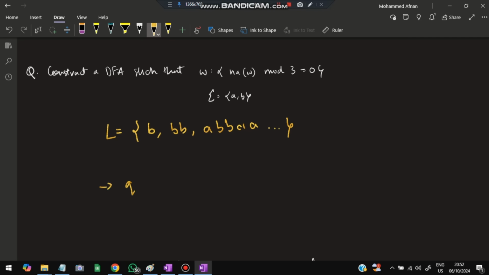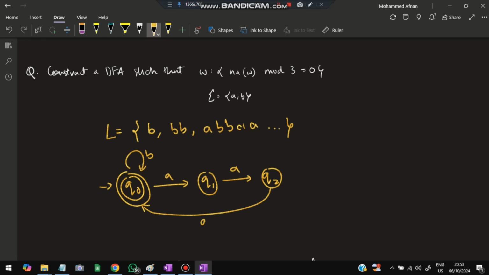Let's have a look. Q0 is also the accepting state. B will be the self loop, so Q0 should have a self loop on B. Now the number of A's mod 3 should be equal to 0. So if 1 A comes, the remainder will be 1 here because 1 mod 3 is 1. So this is the remainder 1 state. This is the remainder 2 state. And for the remainder 3, it should go back to this state, right? On A. And B's again, you can form any number of B's here also. So you can form n number of B's in between, and then you have one A.